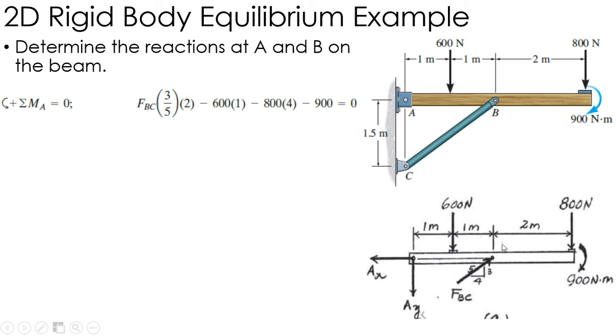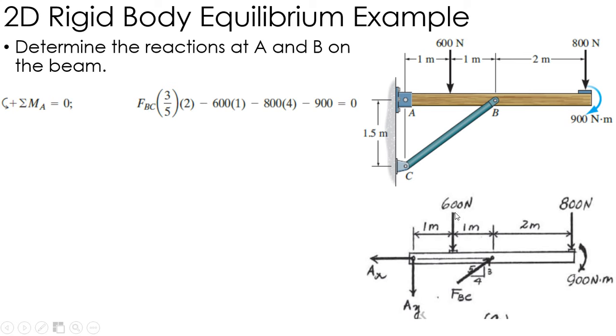The only unknown force that's going to show up in this equation, about point A, is going to be FBC, because these two pass right through. They have 0 moment about point A. So FBC, the horizontal component, goes right through point A. I'm really only concerned about the vertical component, which is 3/5 FBC, and that's at a distance 2 meters away. So I get 2 times 3/5 FBC. That's the moment of this force about point A. Again, AX and AY have no moment.